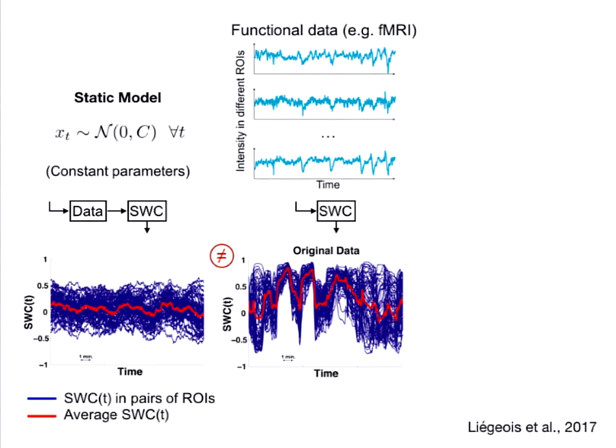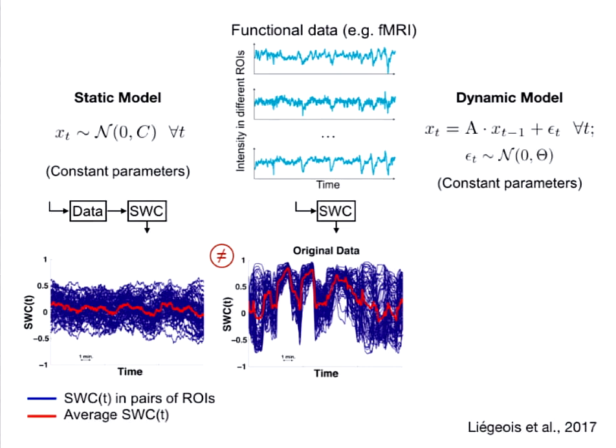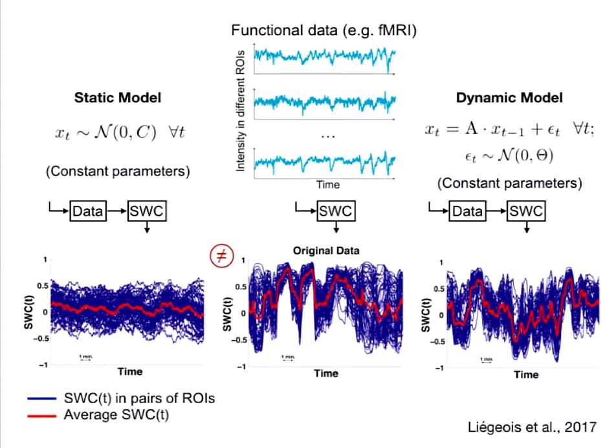But here dynamical models come into play. If we now, instead of assuming that fMRI data are generated by a Gaussian distribution with this covariance pattern, assume that fMRI data are generated by an autoregressive model, this is what we have. And again, every time point is generated by the same model, right? So the parameters are constant. Let's now generate data again in the same way we did for the static model. This is what we get.